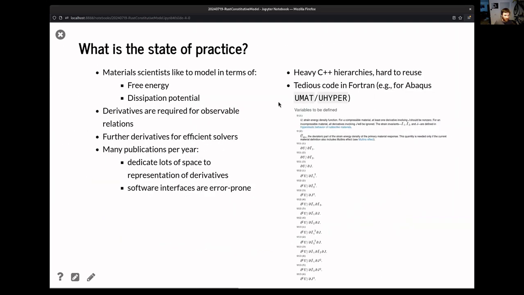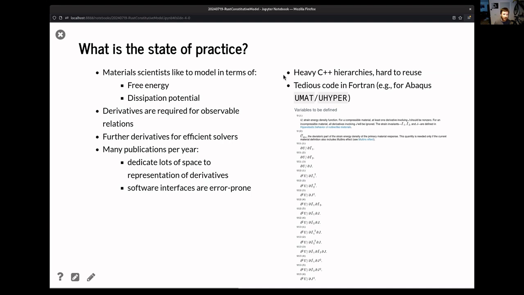So what's the current state of practice? Material scientists generally like to model in terms of quantities like free energy and dissipation potential. These are scalar valued quantities. They're not observable, but derivatives of those relations are required to have the observable relations, the things that actually run in your code. Further derivatives are needed for efficient solvers.